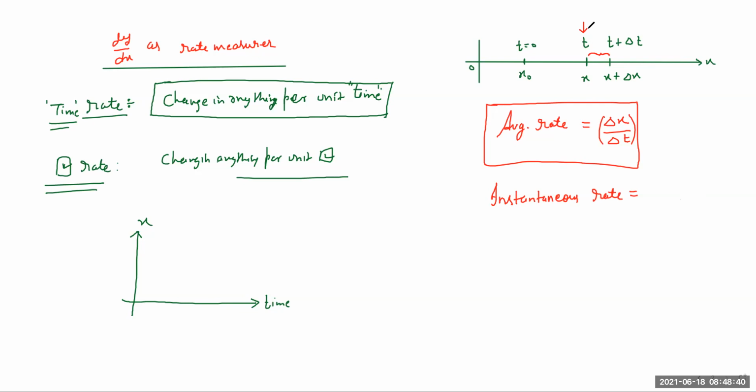So this is maybe 4 seconds, this is maybe 5 or 6 seconds. Imagine, in the duration of 1 second, you have traveled this much. So when you divide the displacement, the distance you traveled, by the time, this is called the average rate, the rate defined for the entire interval. Okay.